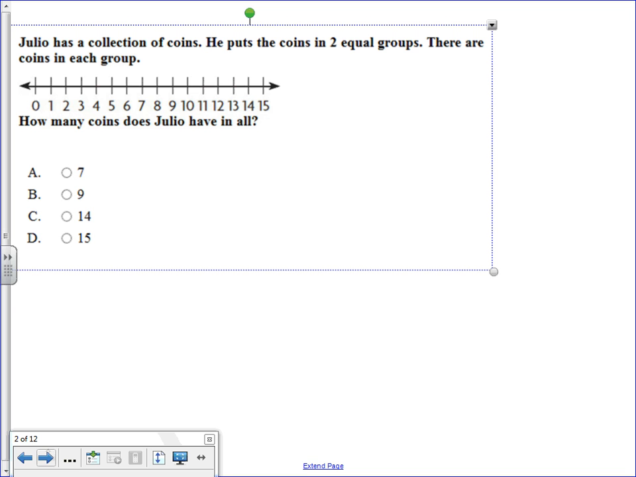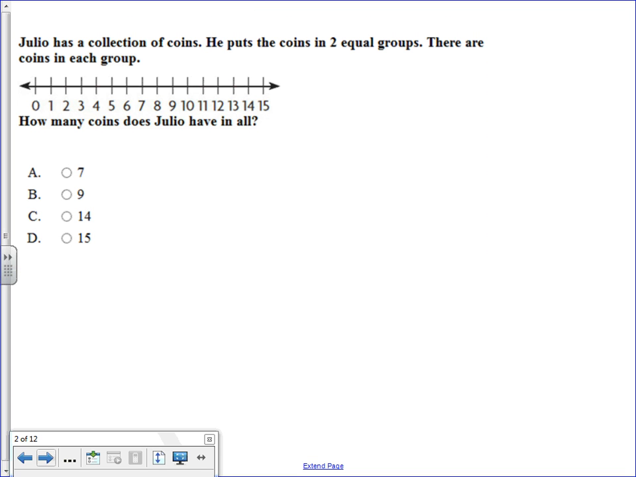Next problem. Julio has a collection of coins. He puts the coins in 2 equal groups. There are coins in each group. Looks like I cut a number off of that one. So let's say there are 7 coins in each group. How many coins does Julio have in all?